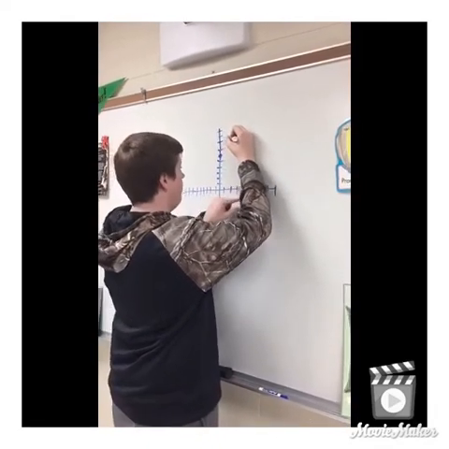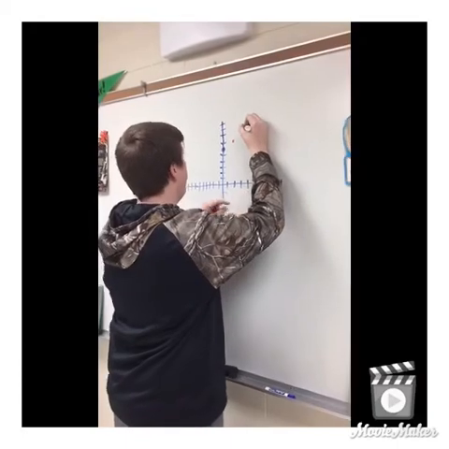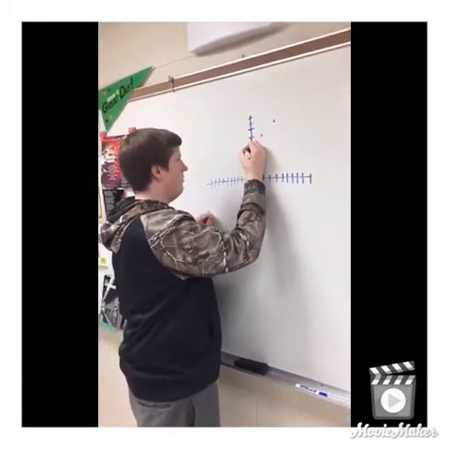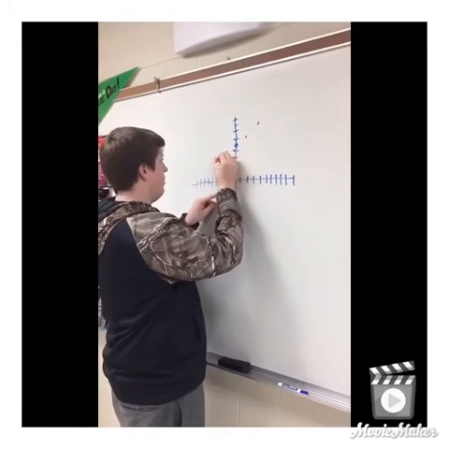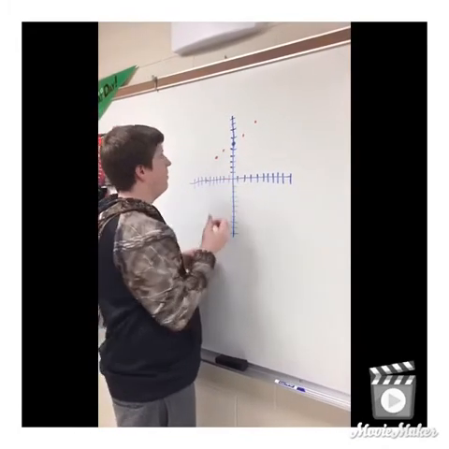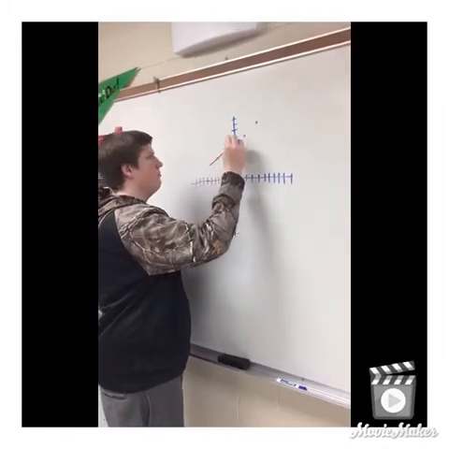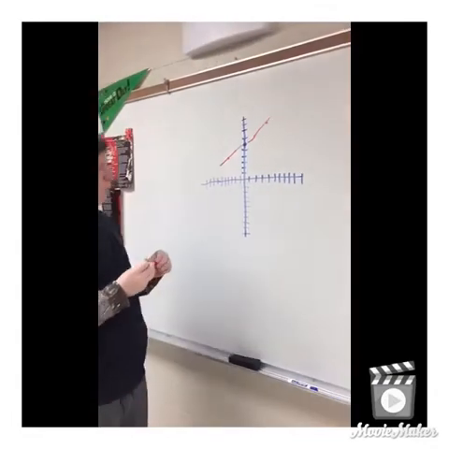Go up 1 over 2, right there. Then we can go down 1 over 2, right there. Down 1 over 2, right there. And that's their slope.